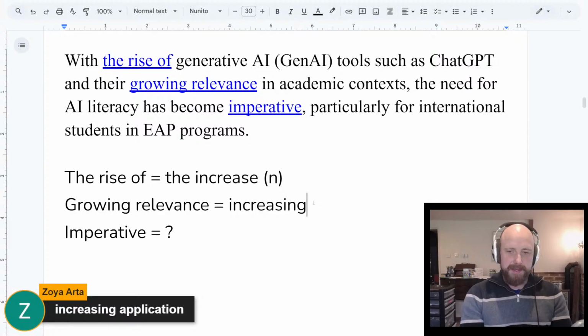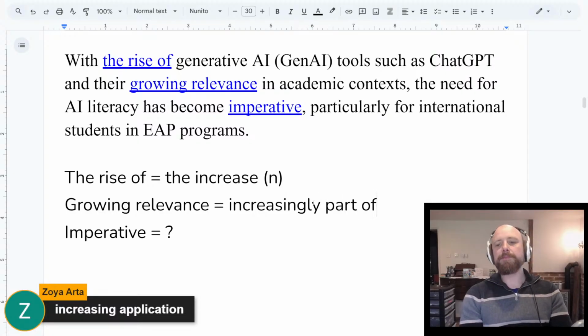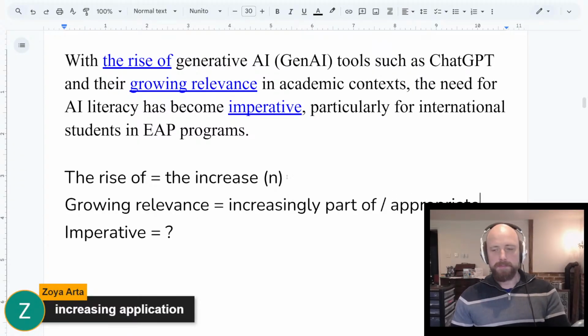I'm going to say that it's increasingly part of, or increasingly appropriate. So increasingly part of or appropriate. In other words, this thing is becoming more and more important in a certain area.